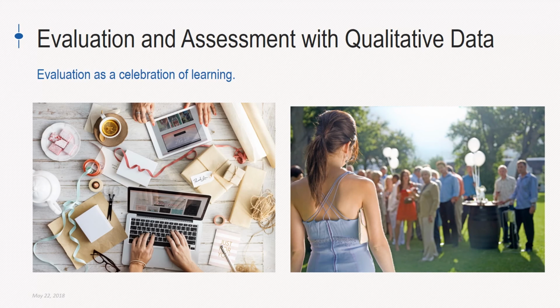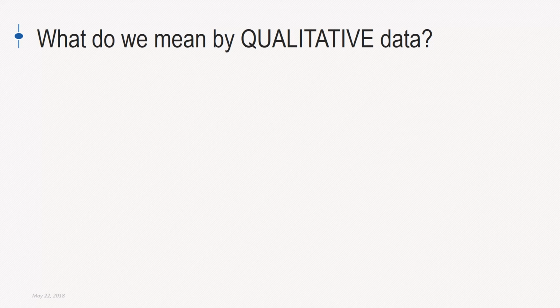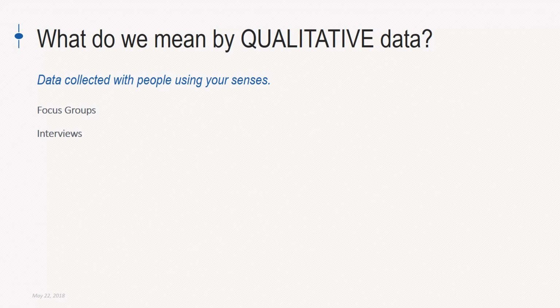So first, let's start by talking about what we mean by qualitative data. So qualitative data, I think of as data collected with people using my senses. So there are some typical qualitative data pieces that we often think of: focus groups and interviews, maybe the two most common ones. But there are also participant observations, reflective journaling, mind mapping, team meetings, photo essays, and maybe performance analysis.